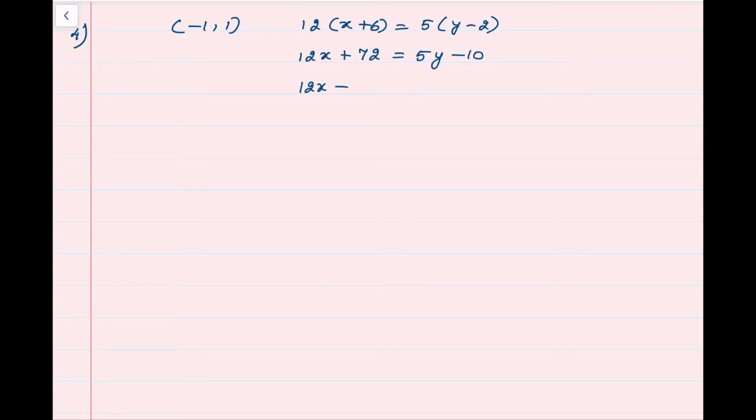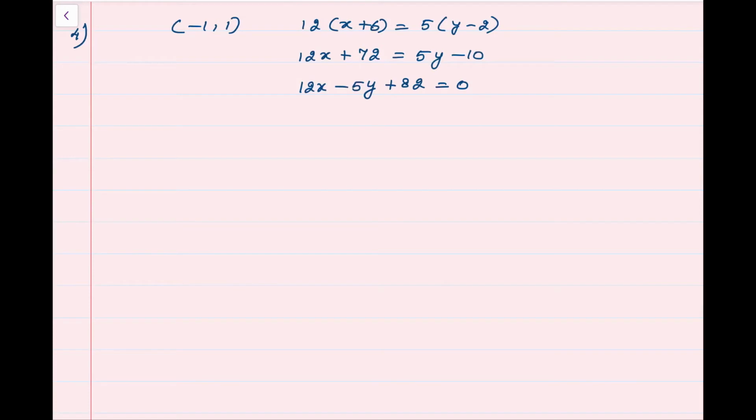Question number 4. Find the distance of the point minus 1, 1 from the line 12 times x plus 6 is equal to 5 times y minus 2. Let us first simplify this equation. 12x plus 72 is equal to 5y minus 10. 12x minus 5y plus 72 plus 10 is plus 82 equal to 0.